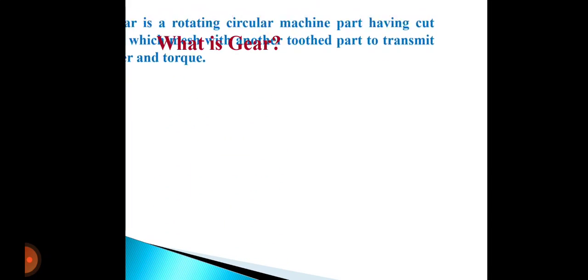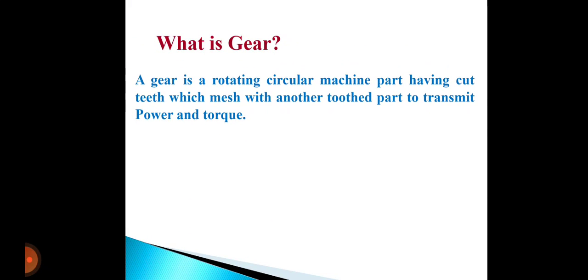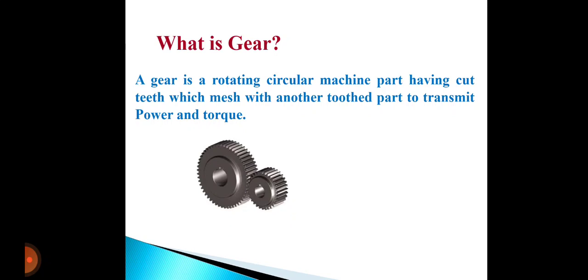Now what is a gear? A gear is a rotating circular machine part having cut teeth which mesh with another toothed part to transmit power and torque. Gears are used to transmit motion from one shaft to another shaft. So in Figure 1, there are two gear elements in mesh. Similarly, in Figure 2.